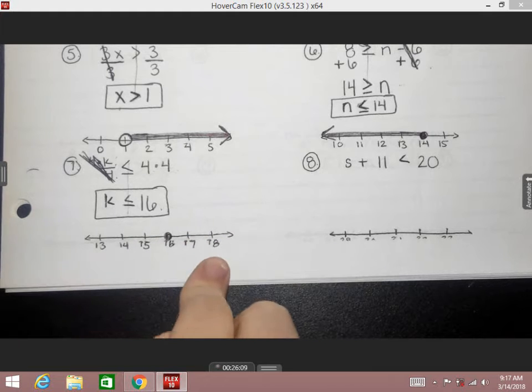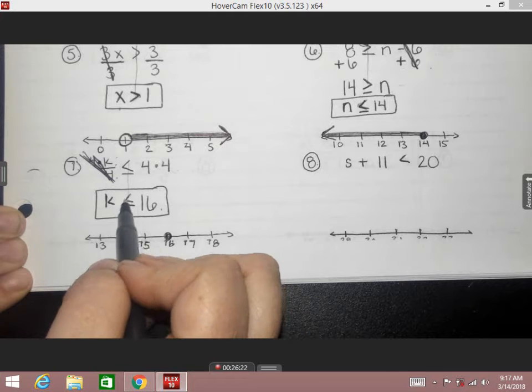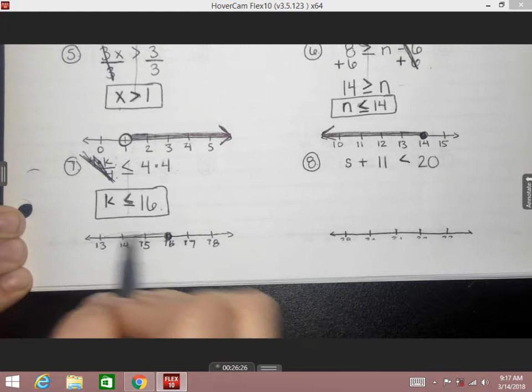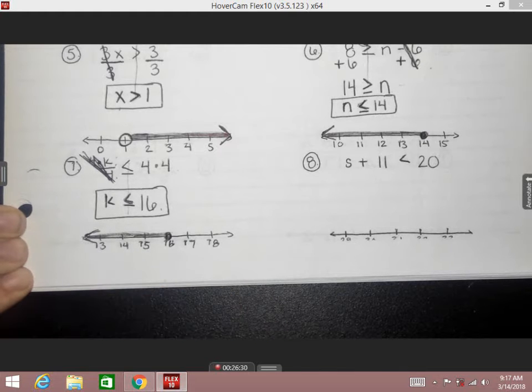Okay. What direction are we going to go? Michaela. To the left. So that's pointing to the left, so we're going to go to the left. Okay. All right, last one.